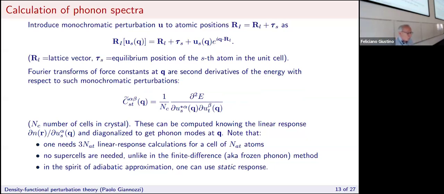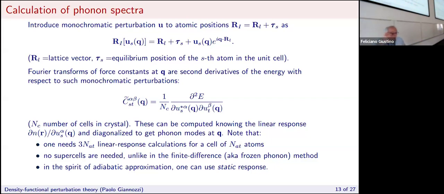Now, this means that you have in practice to compute how many linear response calculations. Well, if you have N atoms in a unit cell, you need 3 times N, the number of atoms, linear responses, in order to get the entire matrix of force constants. But you don't need any supercell.